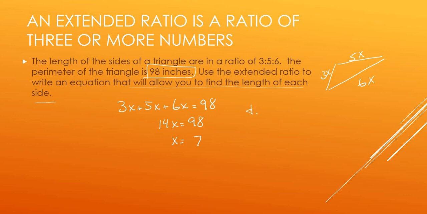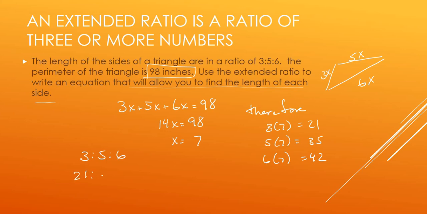Therefore, my three sides are 3 times 7, which is 21, 5 times 7, which is 35, and 6 times 7, which is 42. And the ratio of 3 to 5 to 6 is the same as the ratio of 21 to 35 to 42, but these three numbers add up to our perimeter of 98.